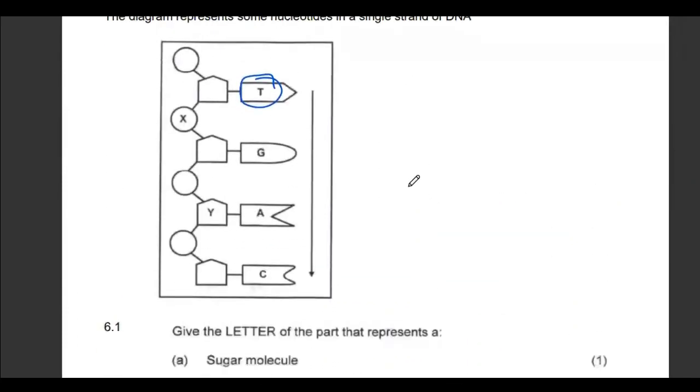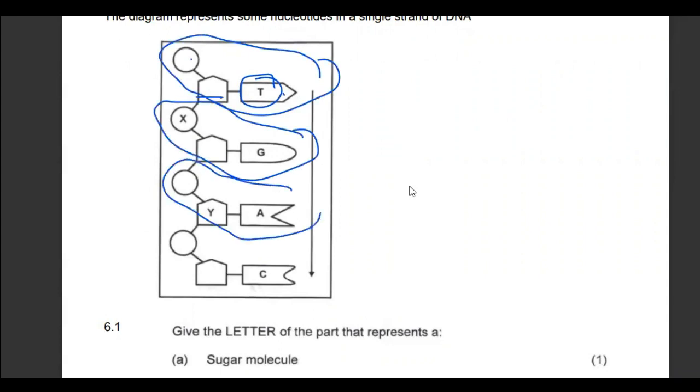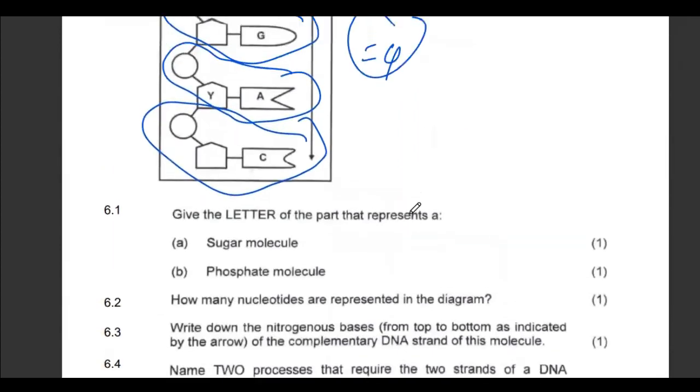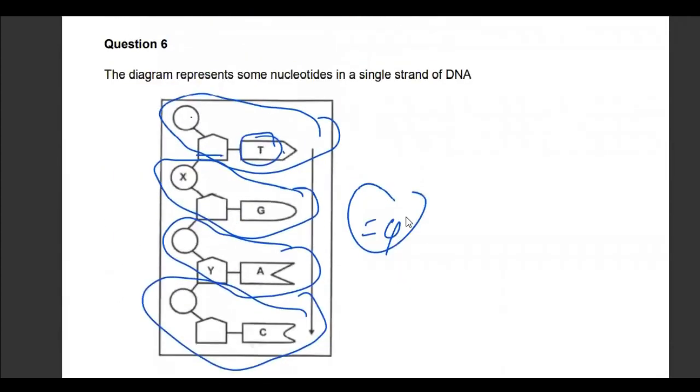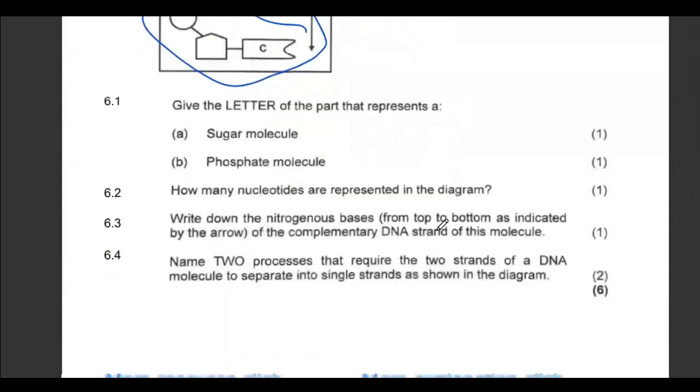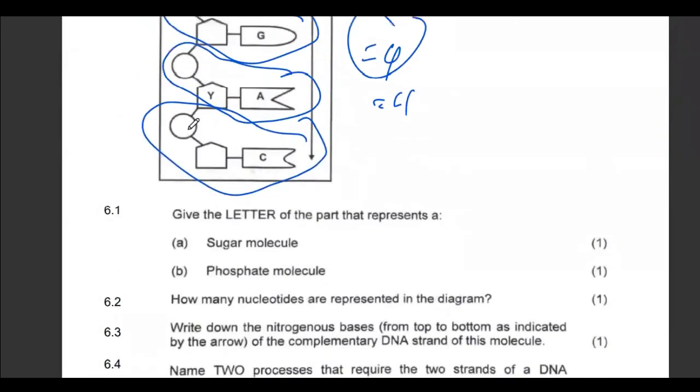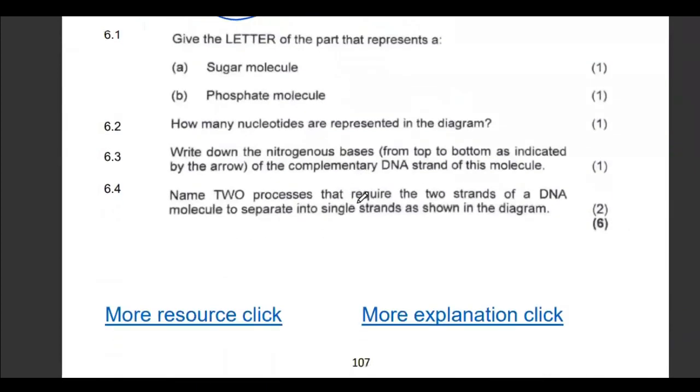Then they're asking how many nucleotides are represented in the diagram? Yes, let's try to answer this. A nucleotide is a phosphate, nitrogenous base, and a sugar. So this is one nucleotide, the second nucleotide, the third nucleotide, and this is the fourth nucleotide. So the answer is four nucleotides. And then phosphate molecules, you just count them 1, 2, 3, 4. So the answer is also 4. Sugar molecules, there are 4 also. This is the phosphate, and this is the sugar.